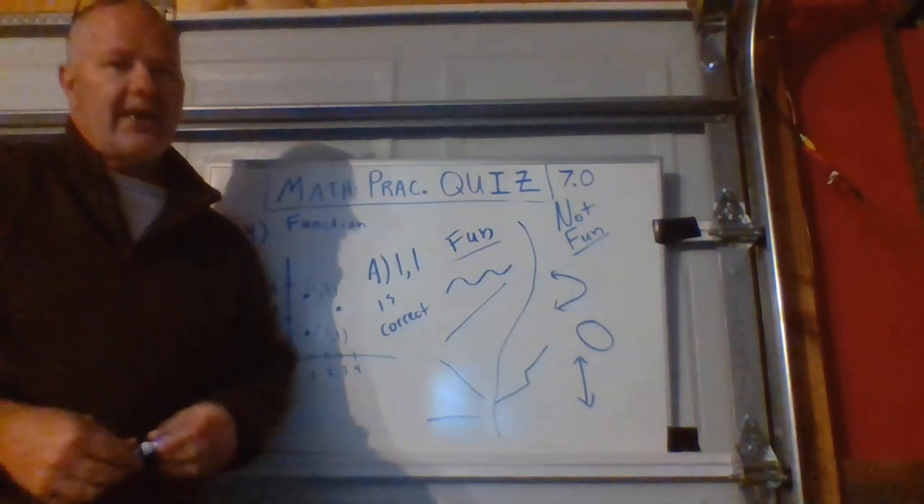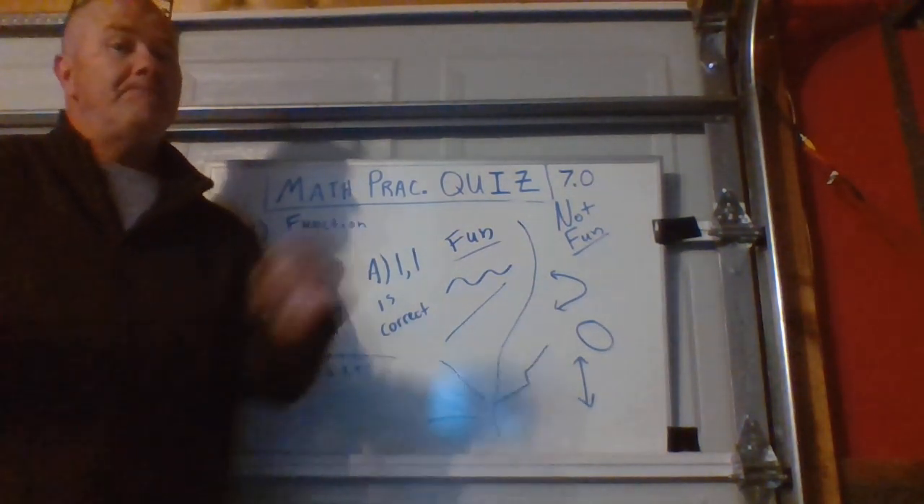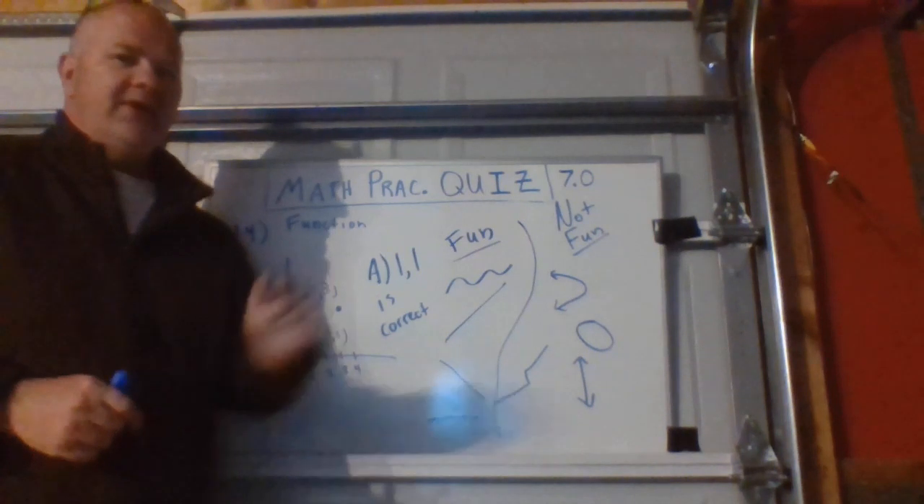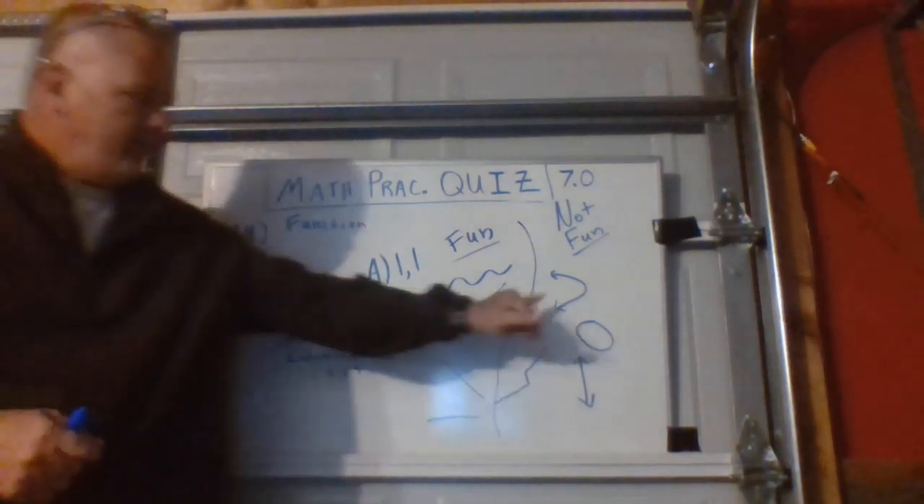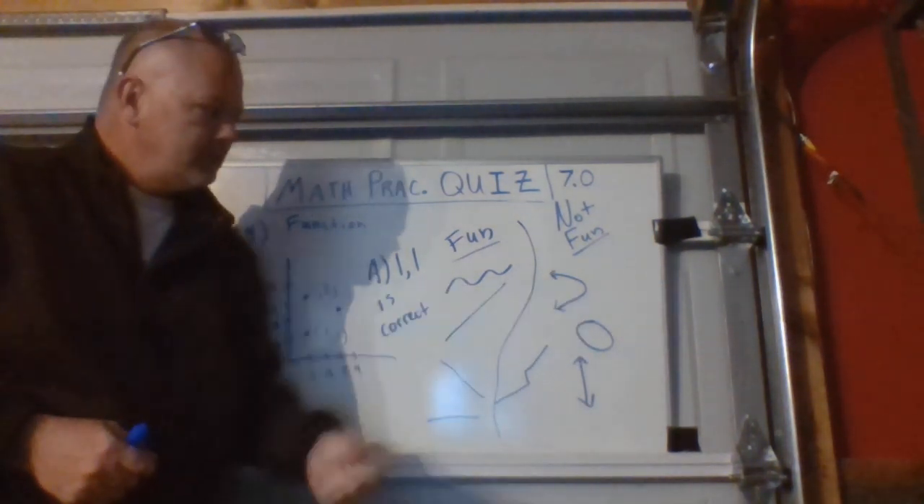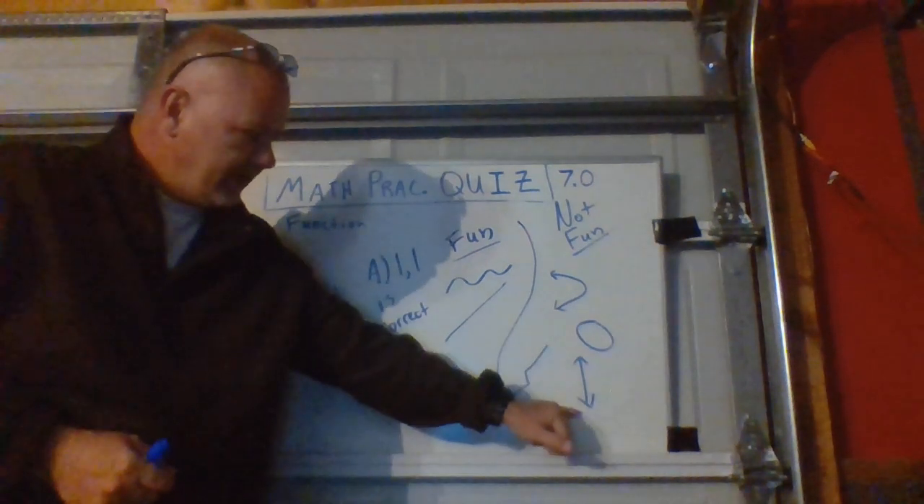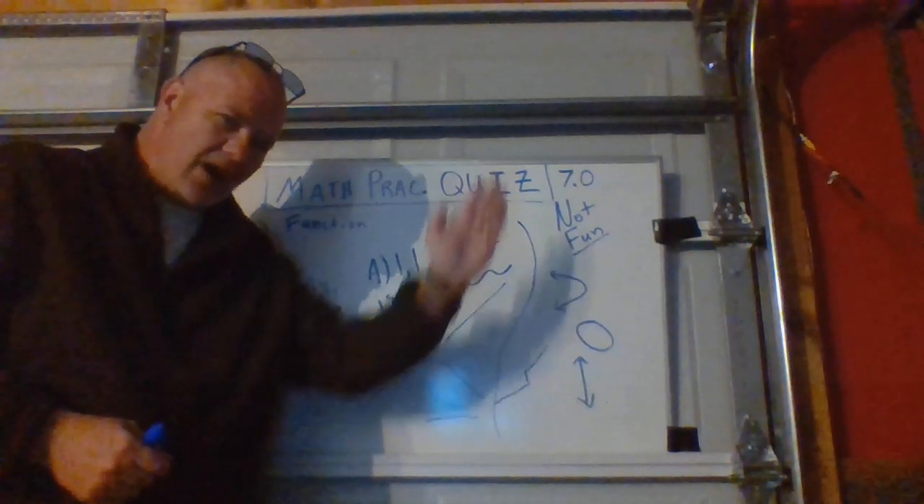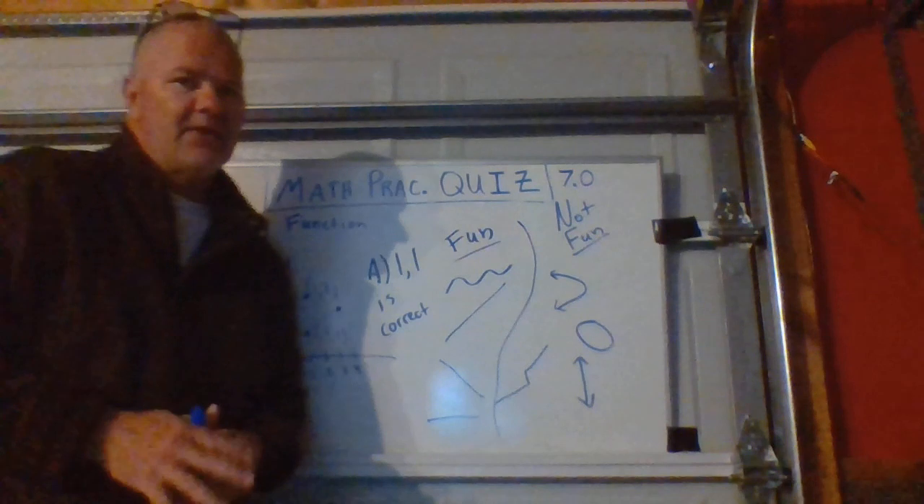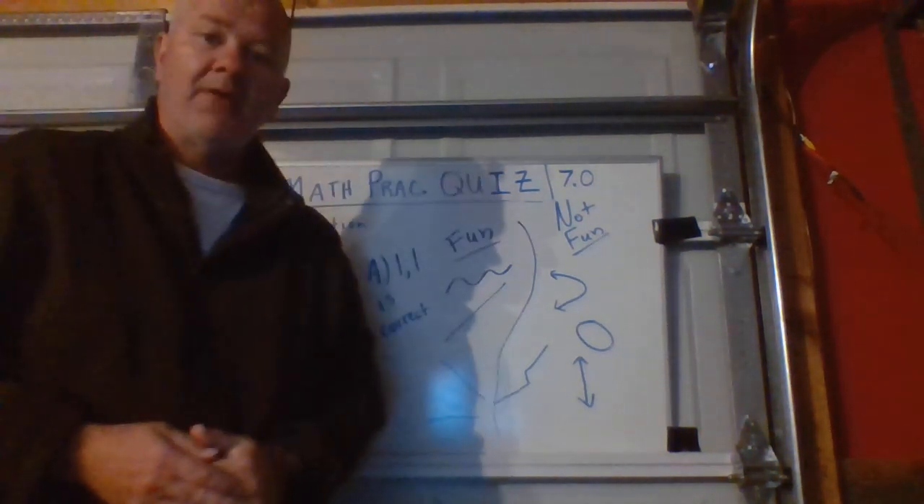Again, if you're looking at a line, most of them are functions, but if that line overlaps itself in any way, or if it goes straight up and down at any point in time, that's not a function. So that's number 14.